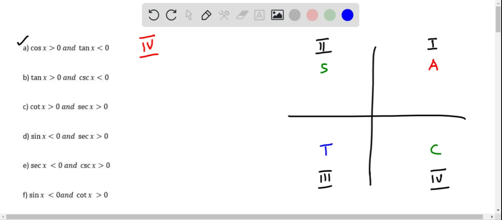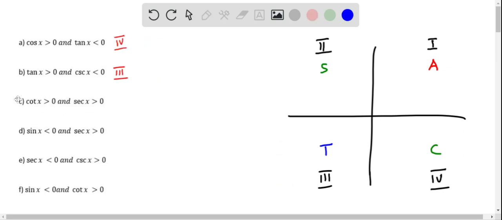Let's do part B. That is, tangent is positive and cosecant is negative. Let's mark the quadrant in which tangent is positive. Tangent is positive in the third quadrant as well as in the first quadrant. And then we have to choose cosecant is negative. Cosecant is negative wherever sine is negative. Sine is negative in the third quadrant as well as in the fourth quadrant. So clearly we see that only in the third quadrant is tangent positive as well as cosecant negative. So we write down quadrant 3 for this part B.